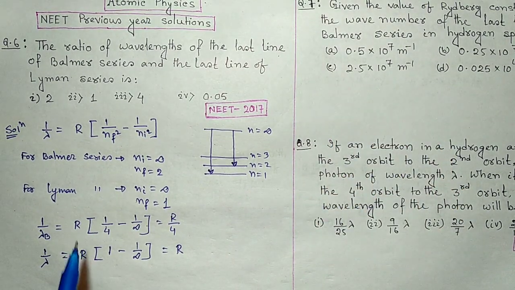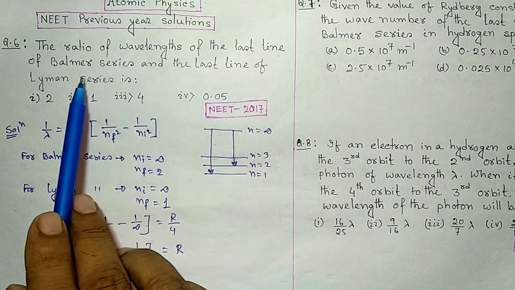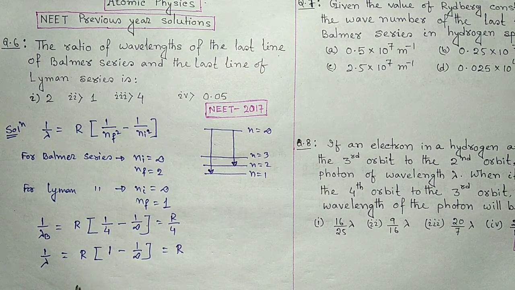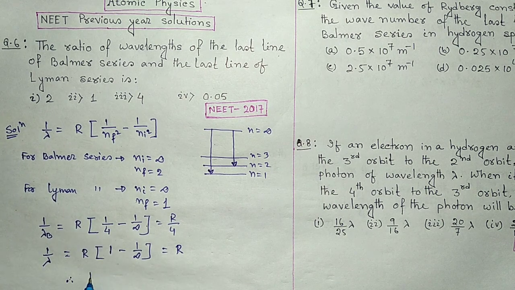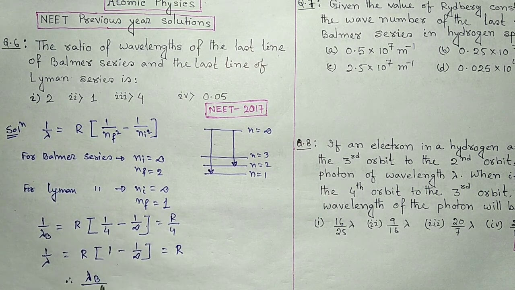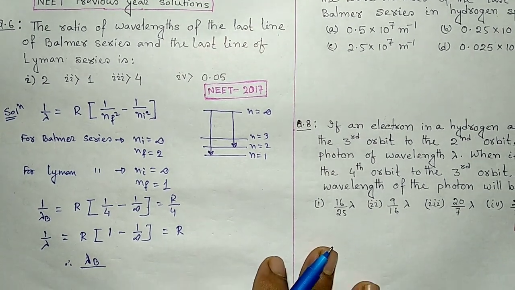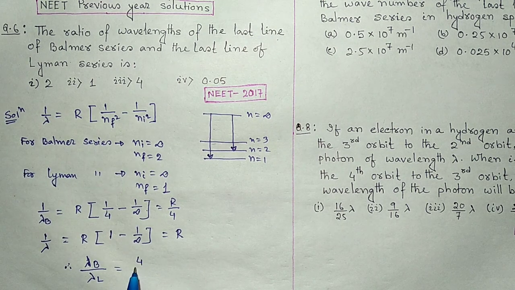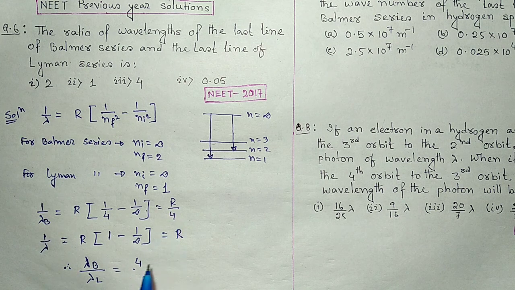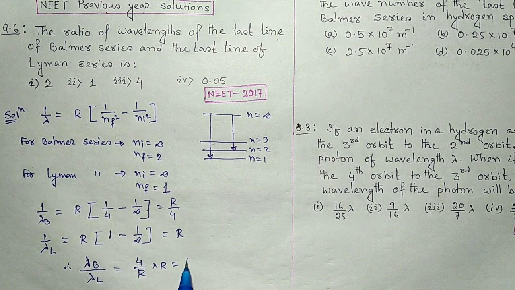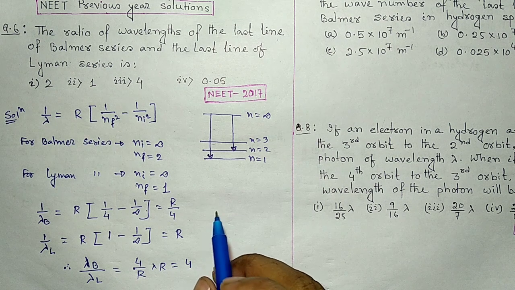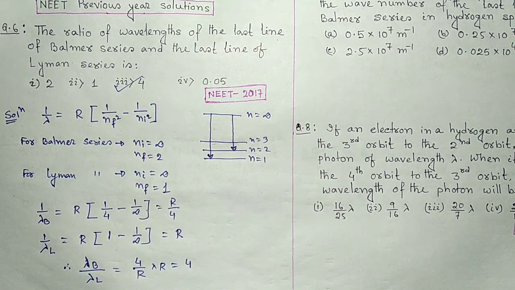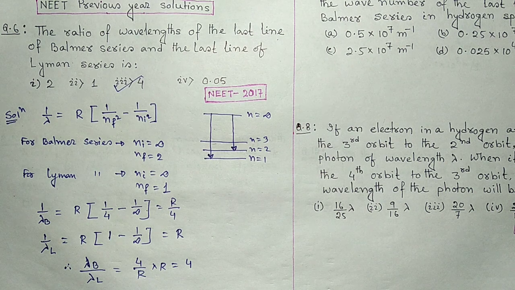Now we have to find out the ratio of the wavelength of the last line of the Balmer series and the last line of the Lyman series. So therefore lambda b divided by lambda L is equals to (4 by R) into R, so this is 4. So option number 3 is right. Next question is question number 7.